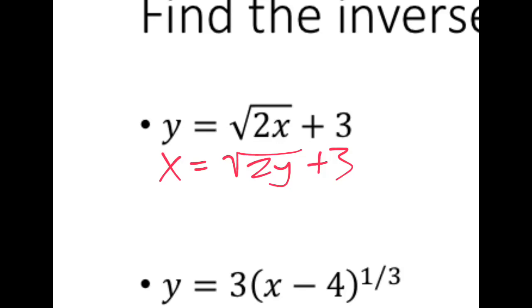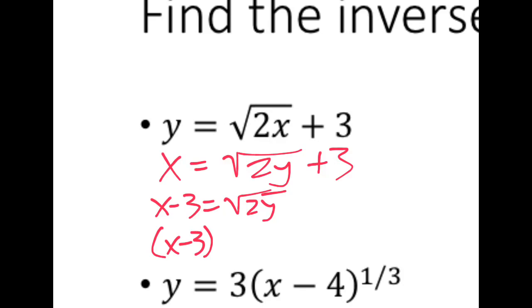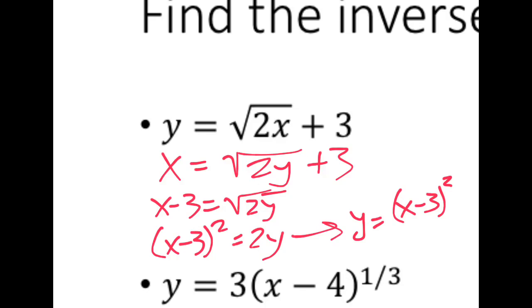So first thing we need to do is subtract 3 from both sides. And now we have the square root of 2y, so to get rid of that square root, we need to square both sides. So we get x minus 3 quantity squared equals 2y. Last thing we need to do is just divide by 2. So we get y equals x minus 3 quantity squared over 2.